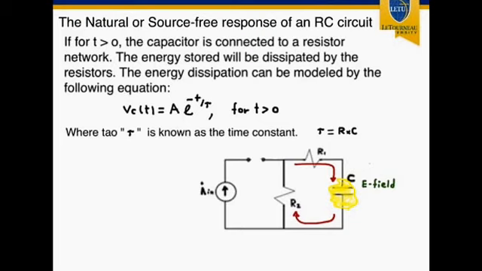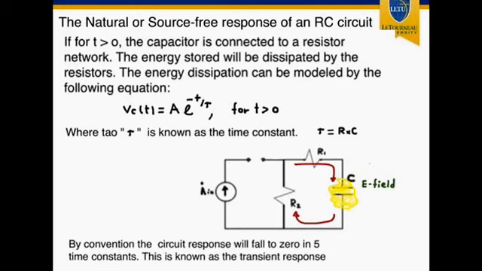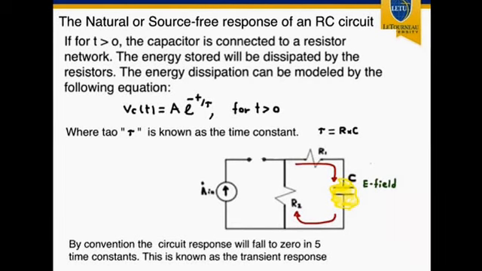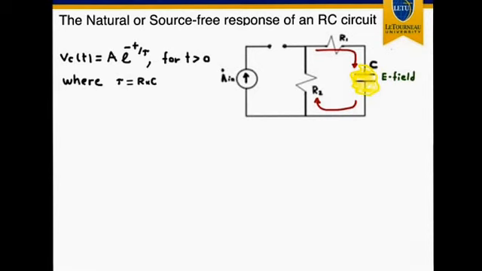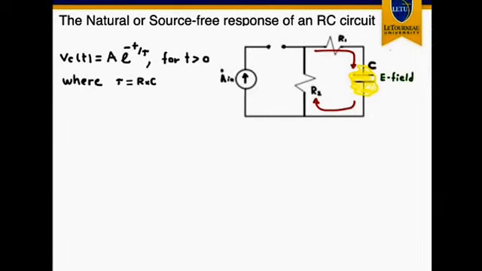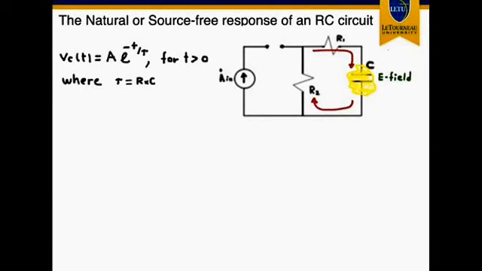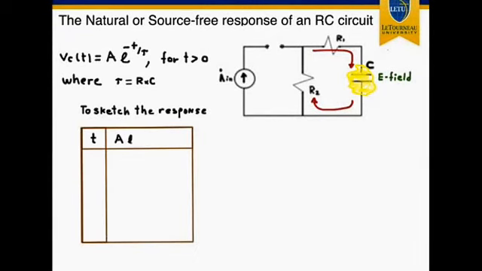Tau then is equal to the equivalent resistance times the equivalent capacitance of the network. By convention, the circuit response would fall to 0 in five time constants, and this is known as the transient response. Now that we have the equation for the natural or source-free response of an RC circuit, if we want to have a graphical representation of these equations for values of t greater than 0, we can create a table and we can assign values of time multiples of the time constant.